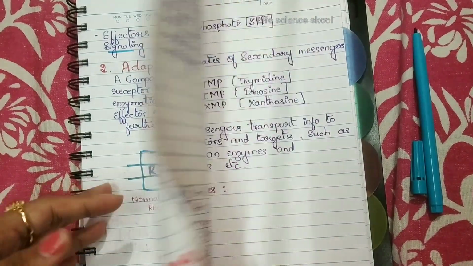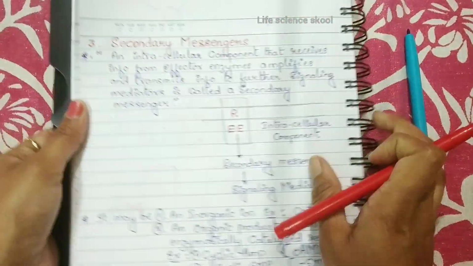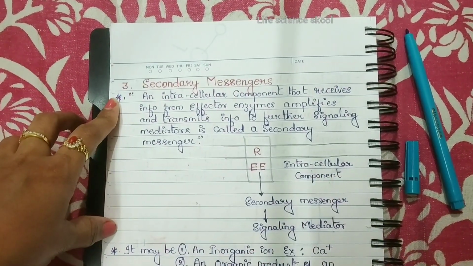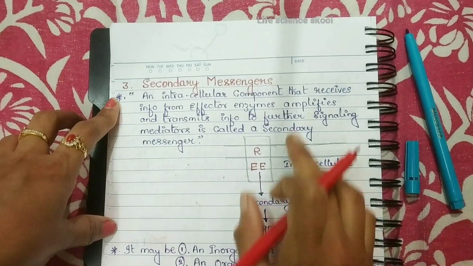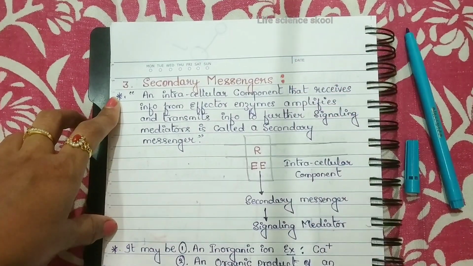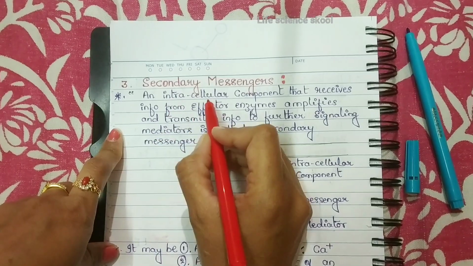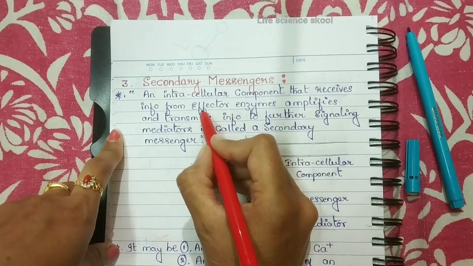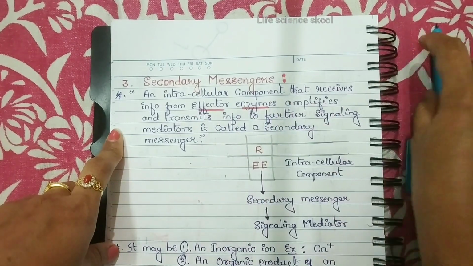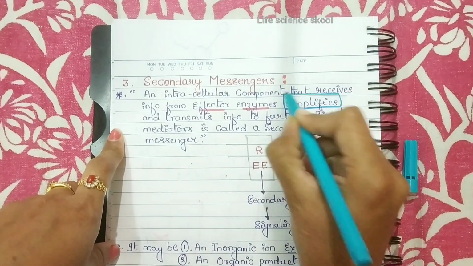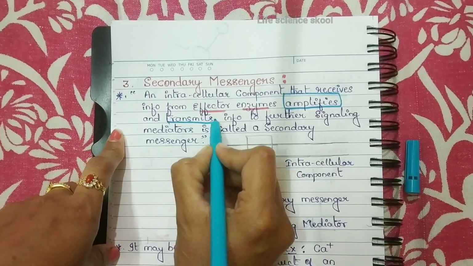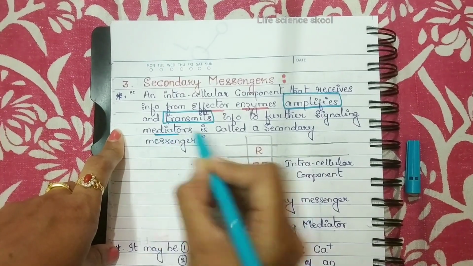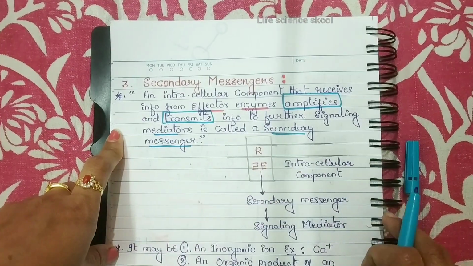I will move to the next type of signaling mediator, a very important one, that is secondary messengers. First we will learn the definition: an intracellular component that receives info from effector enzymes and amplifies and transmits the info to further signaling mediators is called a secondary messenger.